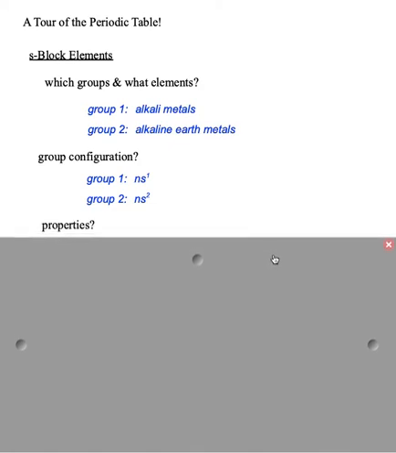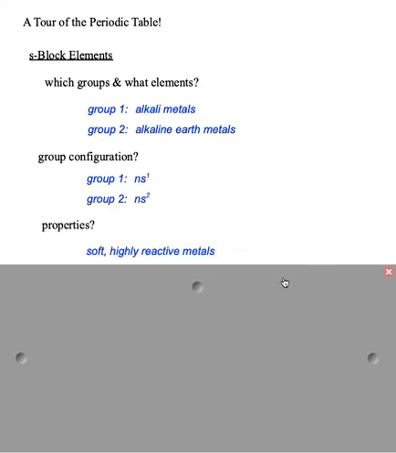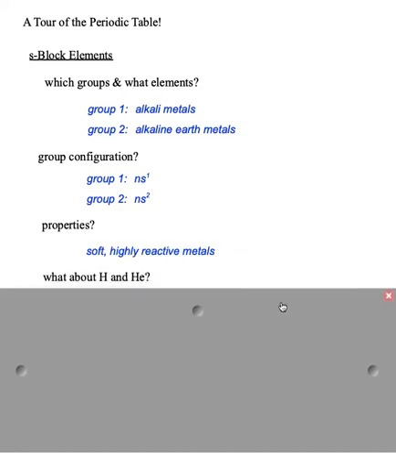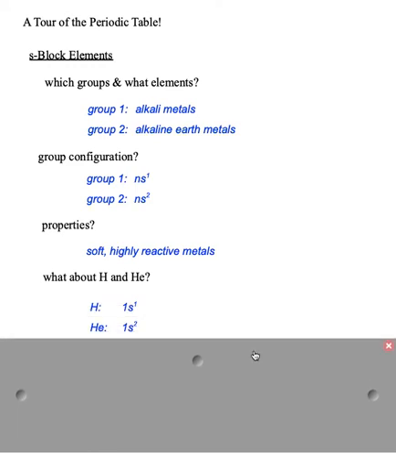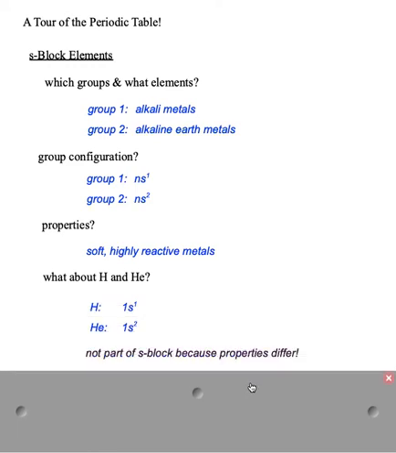What are their properties? We saw this in the video on the history of the periodic table. They tend to be soft, highly reactive metals. What about hydrogen and helium? Well, hydrogen is 1s1 and helium is 1s2, but they're not considered to be part of the s block, as I said before, because their properties are very different. They're both gases, and helium is completely unreactive.